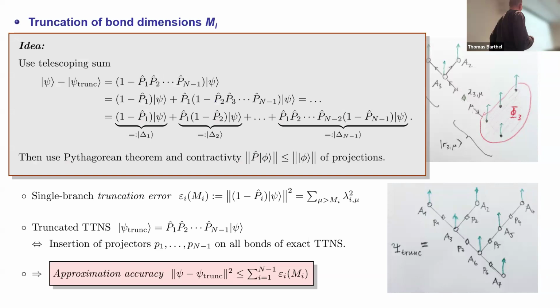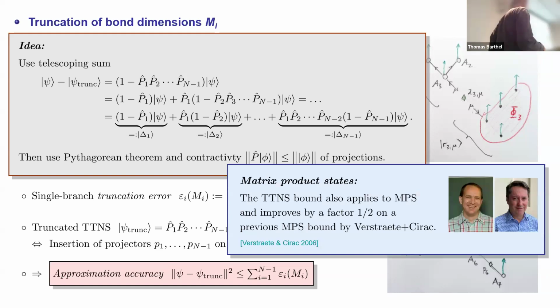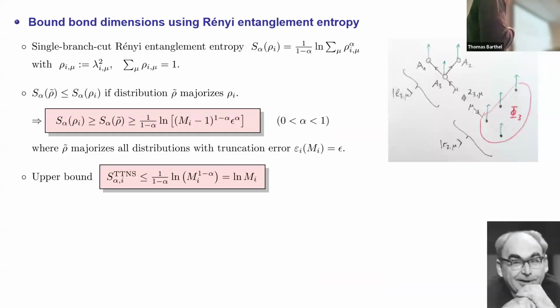Okay, the way this works is just to write this difference as a telescope sum, and then you repeatedly apply the Pythagorean theorem and also use that the norm of the projected state is smaller than the norm of the original state. I should mention that early on there was already a corresponding bound derived by Verstraete and Cirac for matrix product states, which is very close to this one. Just this one is a factor 1/2 better, and their technique didn't work for trees, so it had to be adapted a bit.